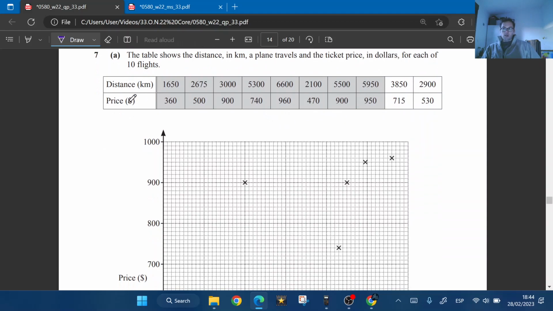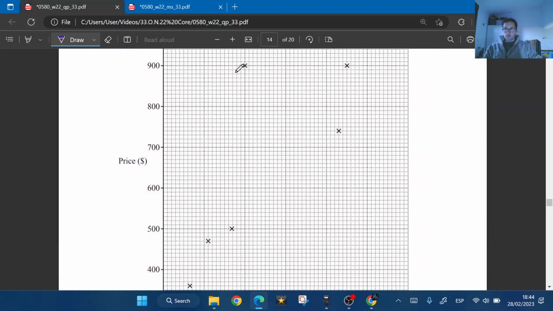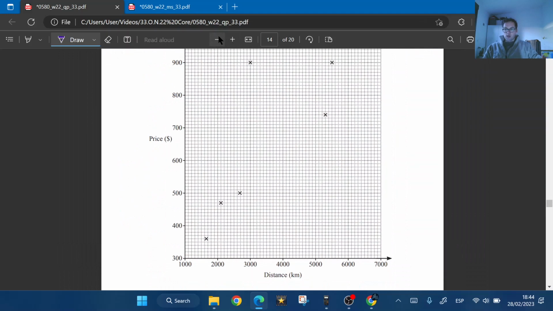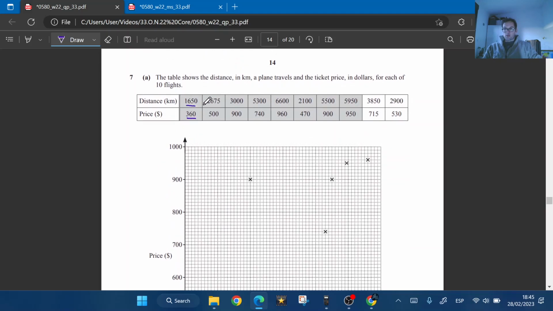Right, so this shows us how much a ticket costs and how far the plane flies. You see, if you pay $360 for this ticket, you're going to get on a plane that flies 1,650 kilometers. Okay, and then that point has been plotted on the graph. So let's zoom out a little bit. $360 would be there, and then you go down, that's the 1,650 kilometers.